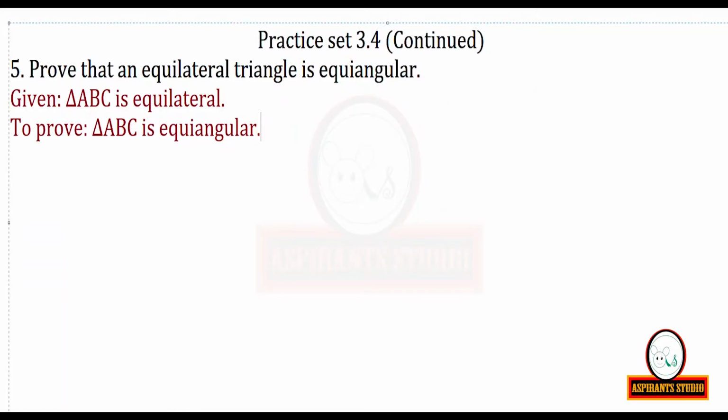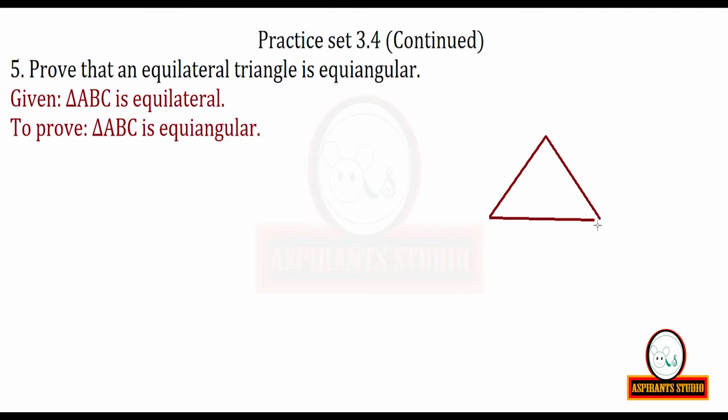Set 3.4 continued. Question number 5. Prove that an equilateral triangle is equiangular. You are given that triangle ABC is equilateral. You have to prove triangle ABC is equiangular. That is, you are given the three sides of the triangle are equal. They are equal in length.